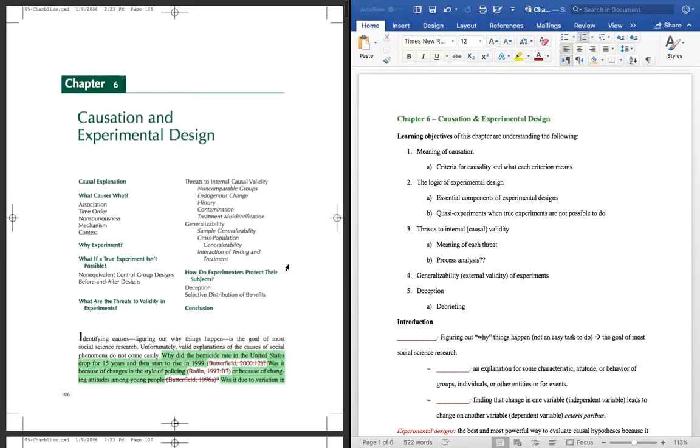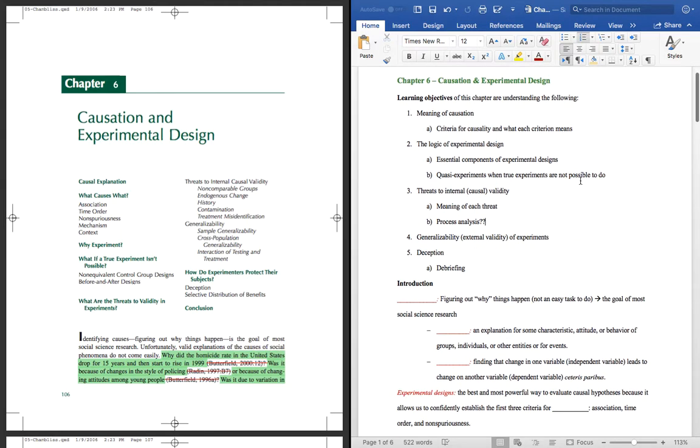Okay, so this chapter is about causation and experimental design. On this Word document here, you see that I listed the learning objectives of this chapter. The learning objectives include understanding the meaning of causation and the criteria for causality and what each criterion means. And for you to understand the logic behind the experimental designs, including the essential components of experimental designs and quasi-experiments.